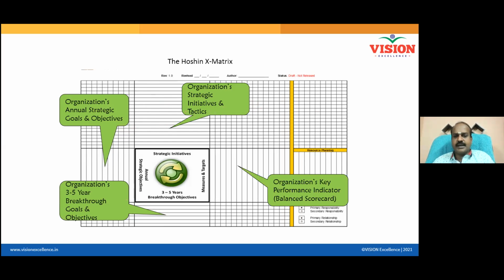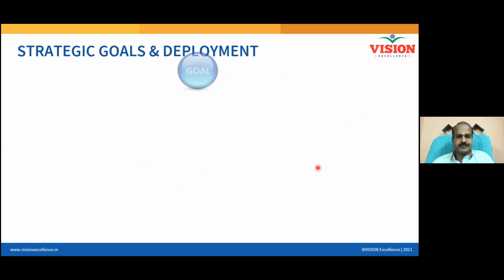And then here you will indicate the KPIs, right? Key performance indicators. For every project here, the target will be assigned here. And for the target, whoever is made responsible will come here. This is called the Hoshin X matrix, right?